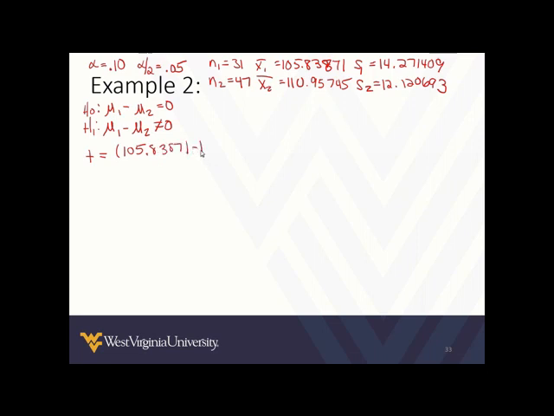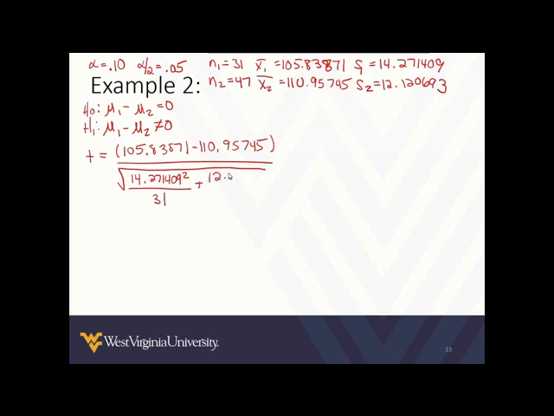105.83871 minus 110.95745, all over the square root of 14.271409 squared over 31. Do pay attention whether or not you're given sample standard deviation or sample variance. I don't want to say it's a silly mistake, but it's a pretty easy mistake to make that will result in incorrect statistics.